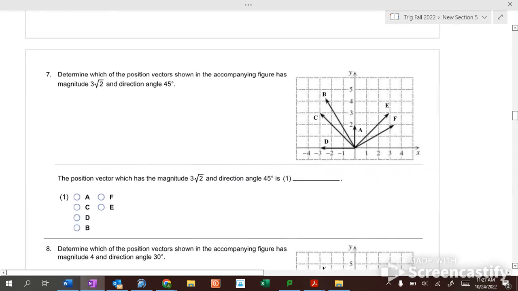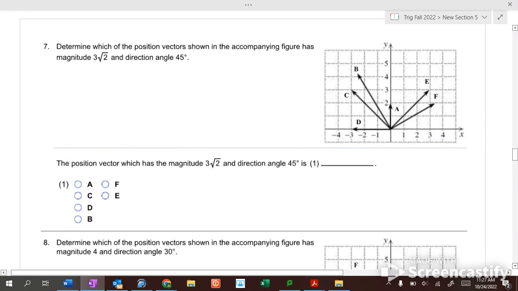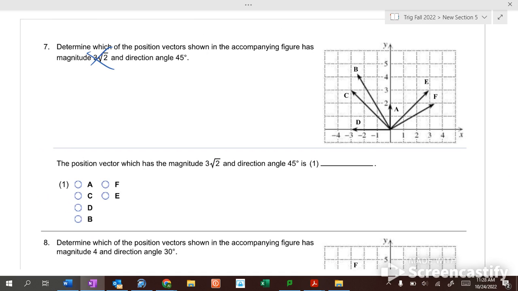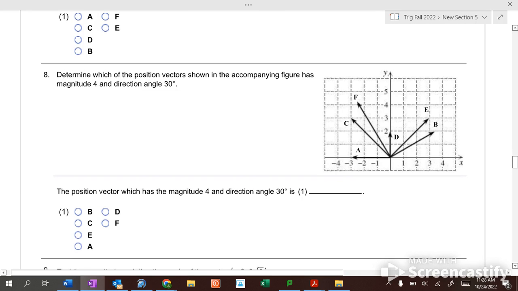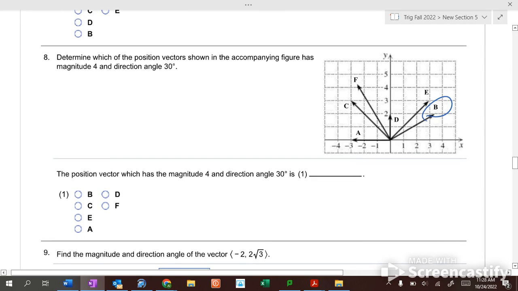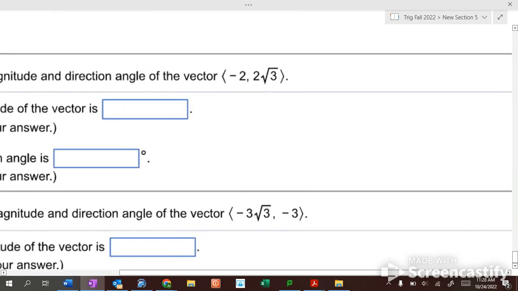Okay? Now, sometimes it's hard to know what the magnitude of 3 square root of 2 is. So we don't even bother with that and just look at the angle. Which one of these has an angle of exactly 45 degrees? E does, because if you go over 3 and up 3, that's an isosceles triangle, right? And isosceles right triangles are a 45, 45, 90 triangle. So E would have to be the logical answer. Which one would have an angle of 30 degrees? B would. Okay?